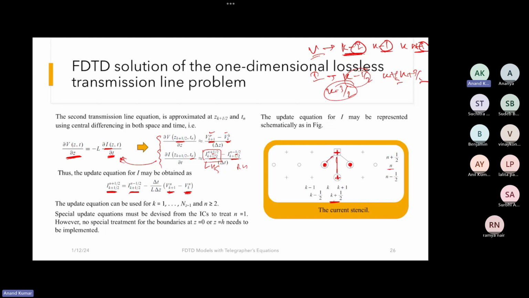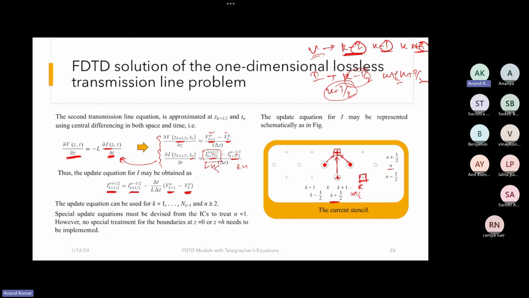And using these three values, you can calculate the current value at this particular point. And you can move this stencil anywhere. For example, if you have to find out the current value at k plus, this is k plus, this is k, this is k plus 1, this is k plus 2, this is k plus 3 by 2, right? So this is the k plus 3 by 2 position.